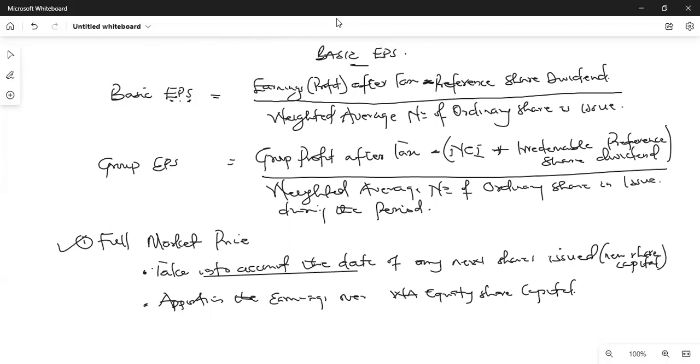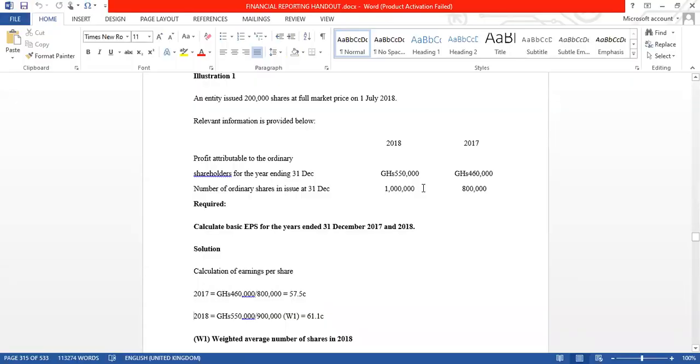So let's go and look at how the figures look when figures are present. All right. So let's look at this example. Okay, so we've been told that an entity has 200,000 shares at full market price. So that is the key. At full market price. And the date, we've been told to take into account the date. And the date is what? 1st July 2018. All right.